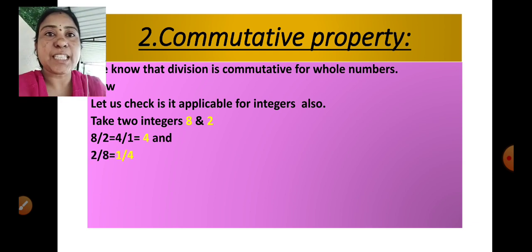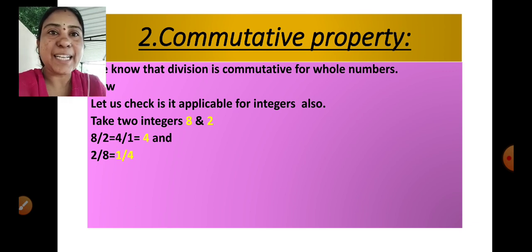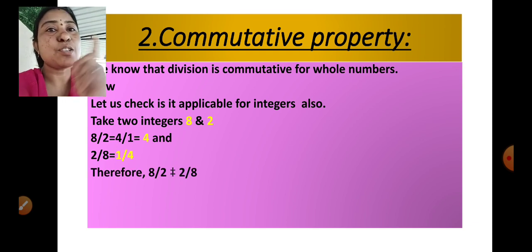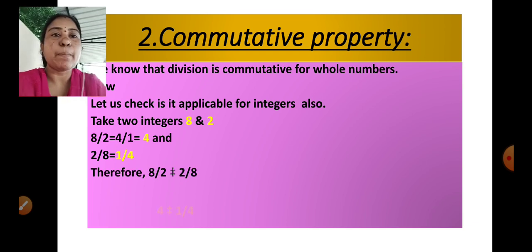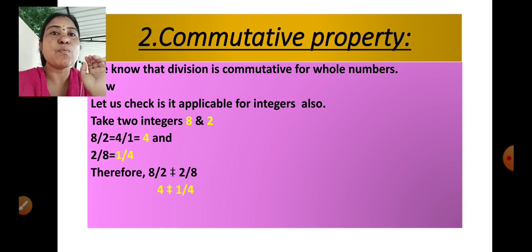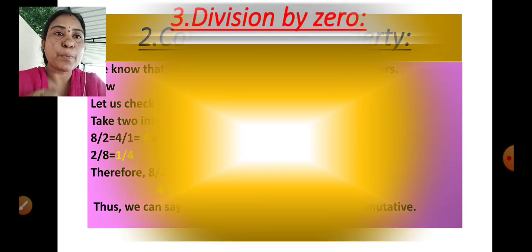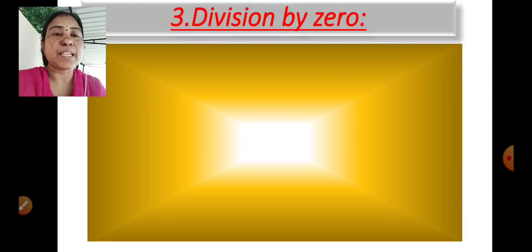And changing their places, 2 by 8. We are getting 1 by 4. Observe, 1 by 4 is not an integer. Therefore, 8 by 2 is not equal to 2 by 8. Okay children? Means 4 is not equal to 1 by 4. Here we can say that division is not a commutative property in integers.